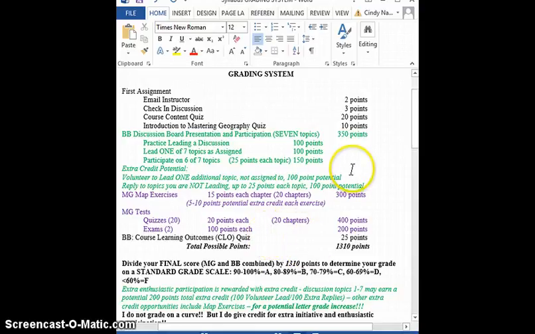Once again, here's the grading system from the syllabus. I encourage everyone to engage in the discussion board. If you do not participate or lead in the discussion board, you will lose 350 points out of whatever the total points is for the course that you're taking. In this case, if you lose that 350 points option, you cannot get an A, B, or even a C. You'd have to get all the extra credit in the Mastering Geography to even assure that you were going to get a B.